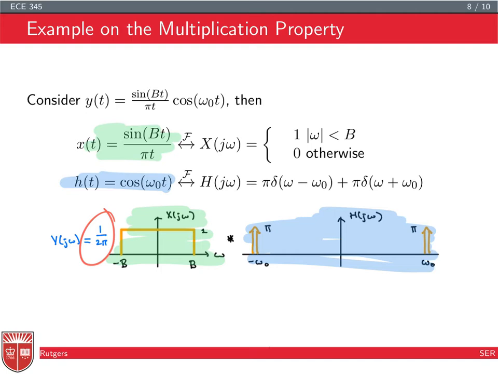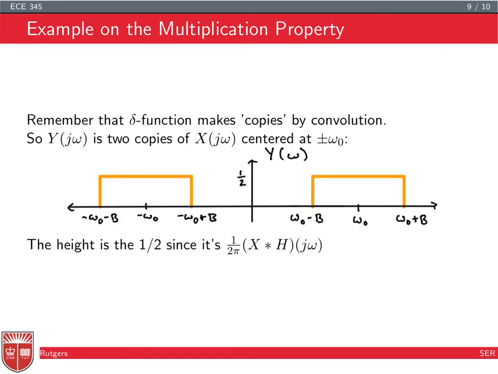Now, the question is, what is this box function convolved with two impulses going to give me? If you remember, the box function convolved with an impulse is just going to shift the box to around where the impulses are positioned. So the convolution of these two signals gives me the following signal here, which is basically a bandpass filter. It's one version of the box centered around omega 0, another version of the box centered around minus omega 0. And the magnitude is 1 over 2 pi because you have to divide by the factor 1 over 2 pi here.